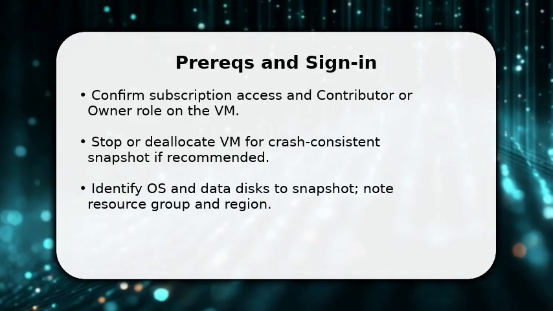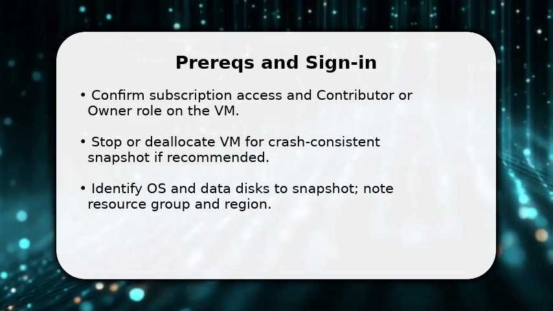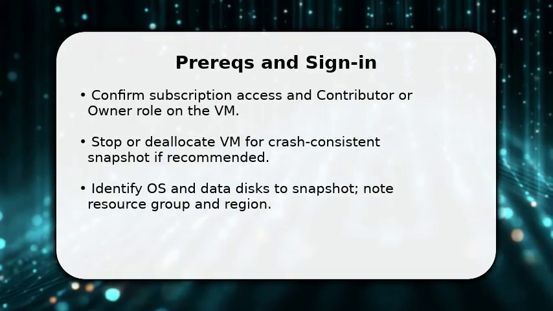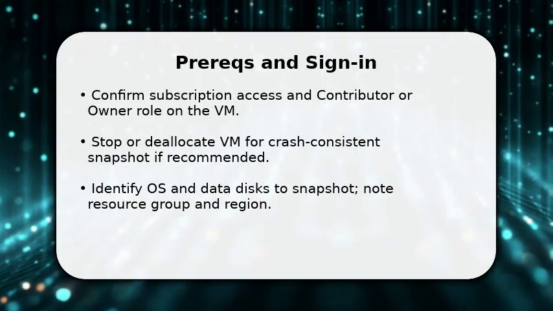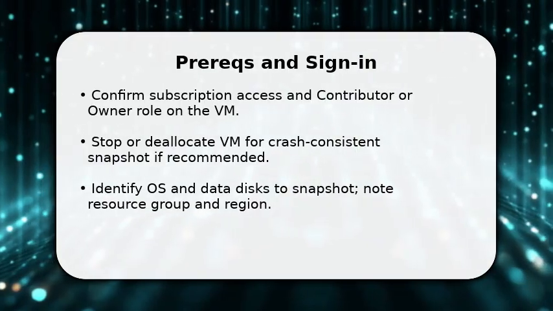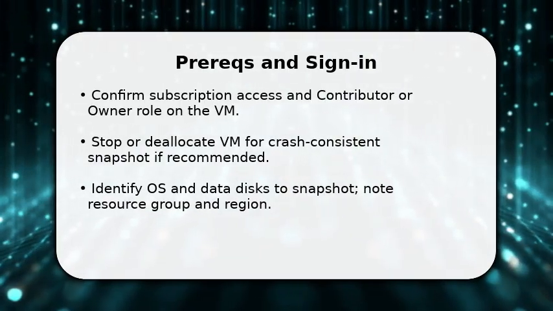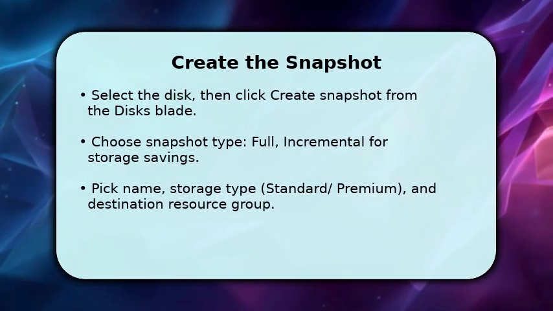If you want a crash-consistent snapshot, stop or deallocate the VM first. Otherwise, you can snapshot a running VM, but be aware of application consistency. Now navigate to the VM's disks blade to begin the snapshot process. You're ready to create the snapshot.